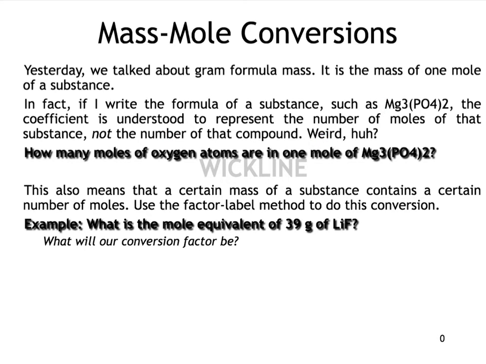All right, so let's do our first question. How many moles of oxygen atoms are in 1 mole of Mg3(PO4)2? Since there are 8 atoms of oxygen in each unit of Mg3(PO4)2, and there is 1 mole for 1 unit, then that means there are 8 moles of oxygen atoms in a mole of magnesium phosphate.